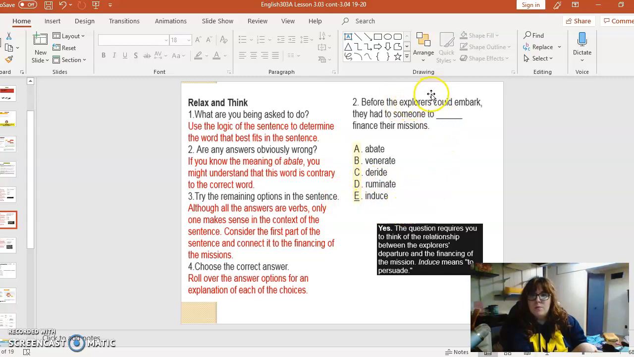So before the explorers could embark, they had to find someone to induce finance. They had to find someone to induce finance their missions. So they're trying to persuade someone to finance their missions.